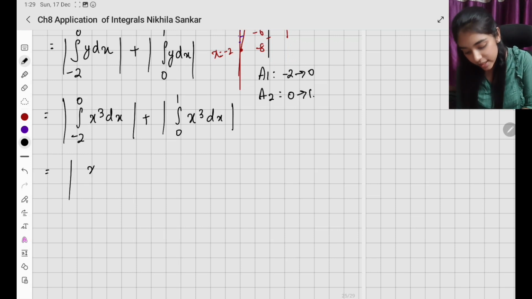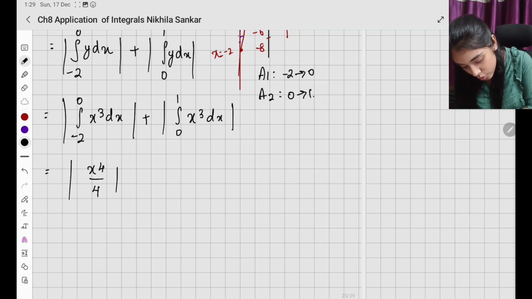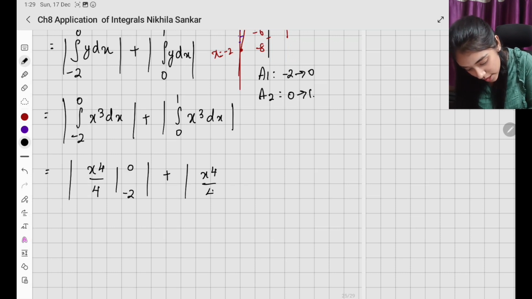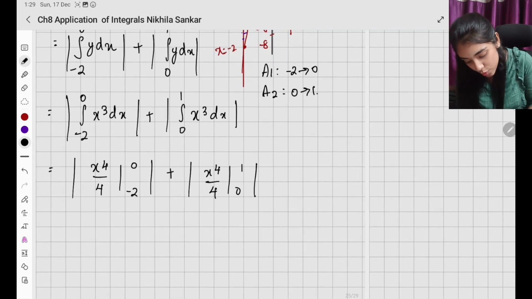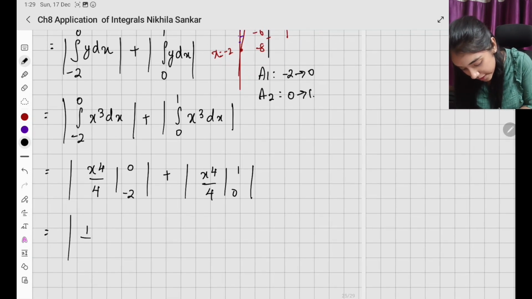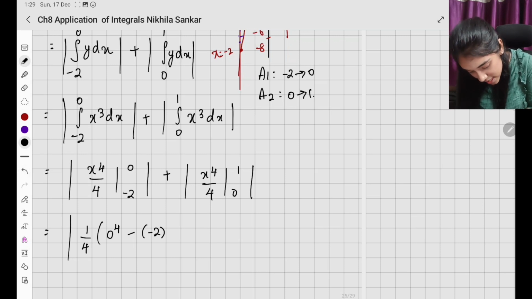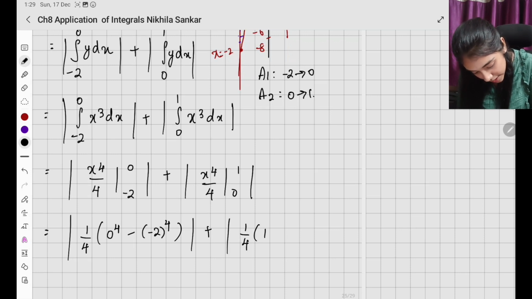The integral of x cube is going to be x power 4 divided by 4 from minus 2 to 0, plus x power 4 divided by 4 from 0 to 1. So now inside the absolute value I have 1 by 4 times 0 power 4, sorry, upper limit minus lower limit, so minus minus 2 to the power 4, plus 1 by 4 times 1 power 4 minus 0 power 4.